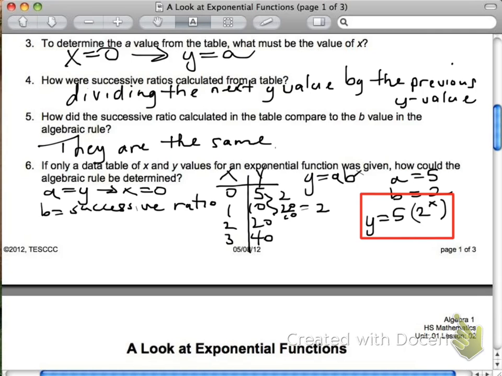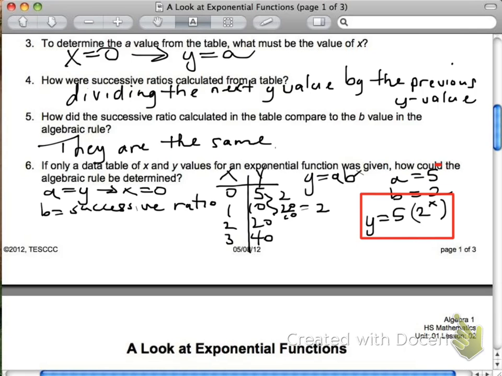Let me show you this real quick. Before we move on, I want to show you one other thing. Let's say I forget what successive ratio is. Let's say I forget that I can find my B value as my successive ratio. Well, one thing you could do is say, I know A is where X is 0. So that's not a problem. So now I say, okay, I know that A equals 5.